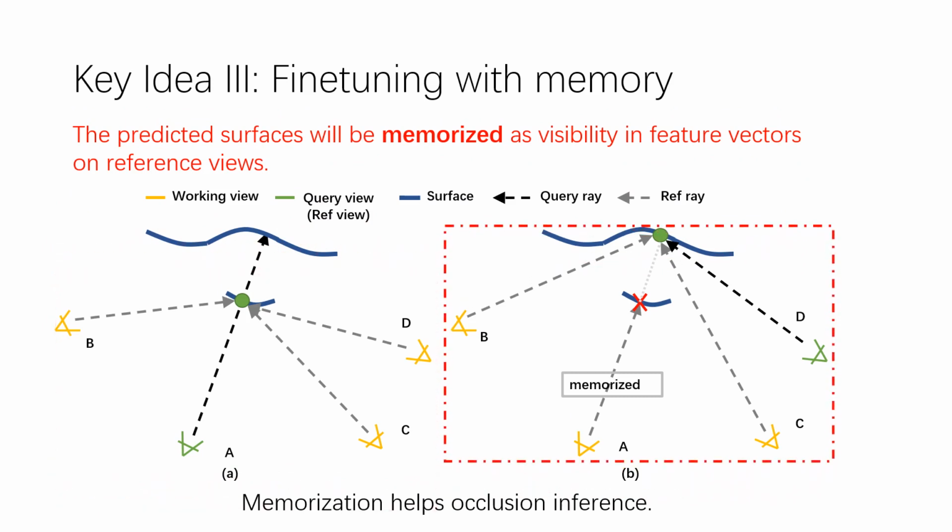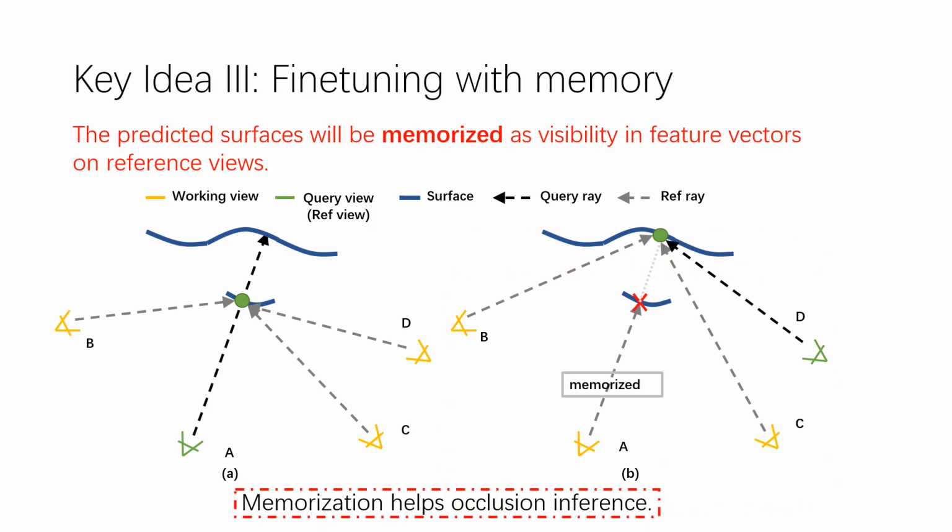Then, in Figure B, when rendering view D using views A, B, C, the memorized visibility on view A will make our model be aware of the occlusion. Thus, our model will overcome the view inconsistency between view A and views B, C. It will correctly find a surface location to render view D. Furthermore, since view D is also a reference view, the predicted surface will also be memorized on its visibility feature vectors. Such a memorization mechanism improves the rendering quality and enables fine-tuning to refine the representation better and better.